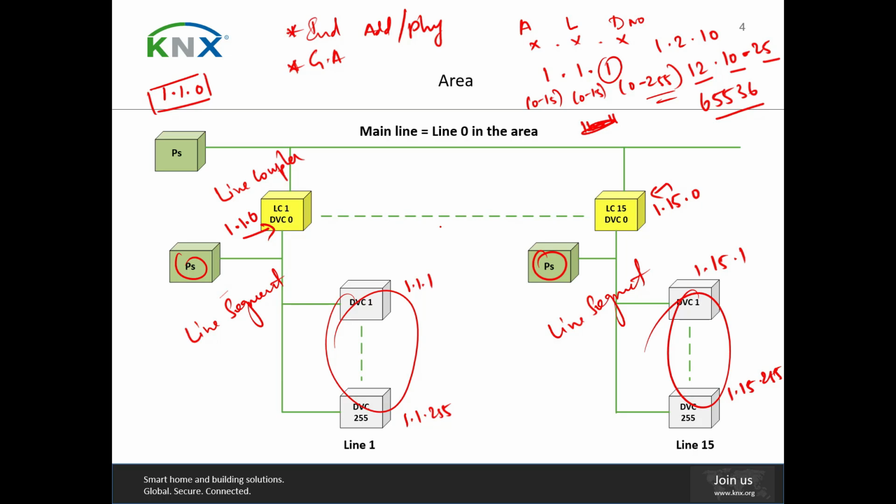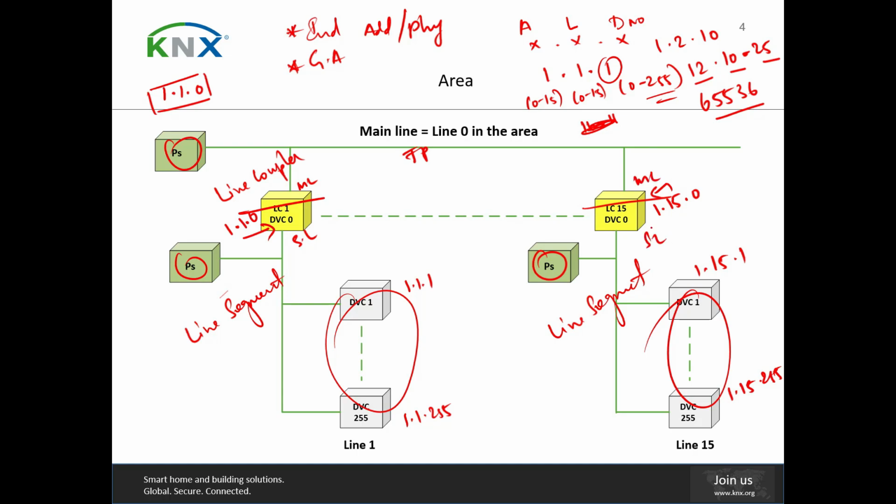Okay, now how do you make these two line couplers talk to each other? That is where the main line comes in. So when two line couplers are connected to each other with the KNX TP cable, it also needs a power supply because, as I said, every KNX line needs a power supply, and this is an isolated line. Isolated line means there is no electrical connection between this main line and this secondary line. So this is called a main line and this is called a secondary line.